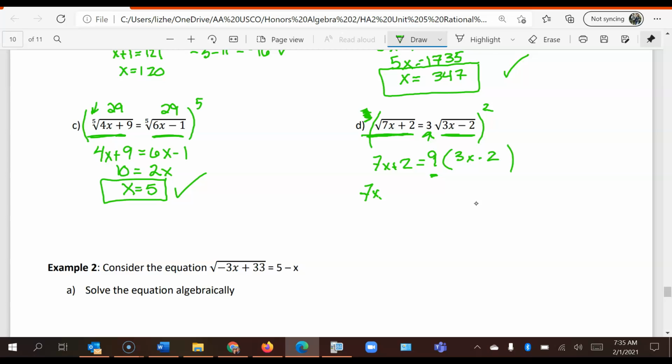So you have 7x plus 2 equals 27x minus 18. You'll get negative 20x equals negative 20, and x equals 1. Check it. So this is 7 times 1 is 7 plus 2 is 9. Square root of 9 is 3. Here we have 3 minus 2 is 1. Square root of 1 is 1 times 3 is 3, so it works. Okay, next.